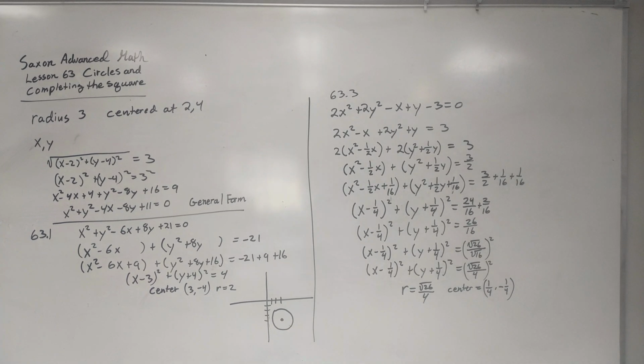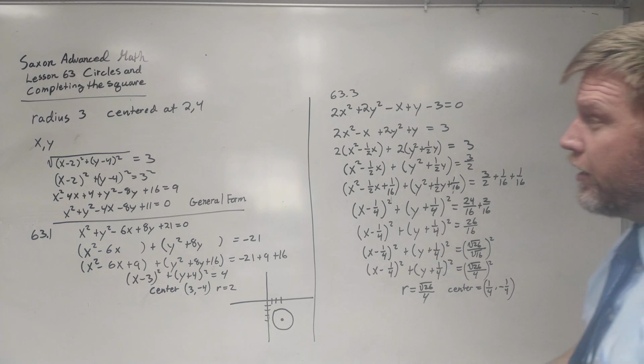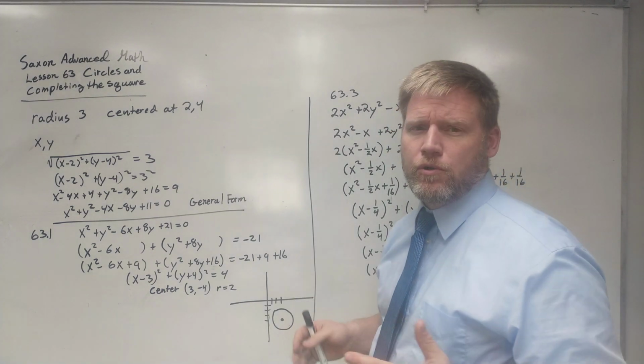Saxon Advanced Math Lesson 63. This is circles and completing the square. And we're going to start out by talking about circles first of all.